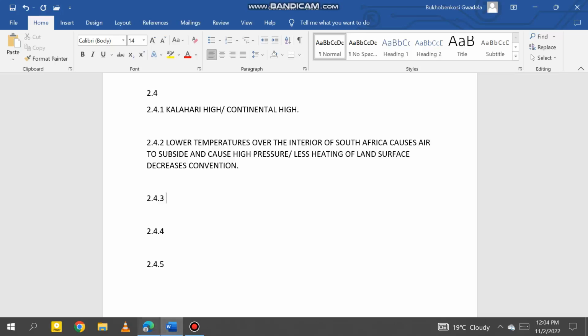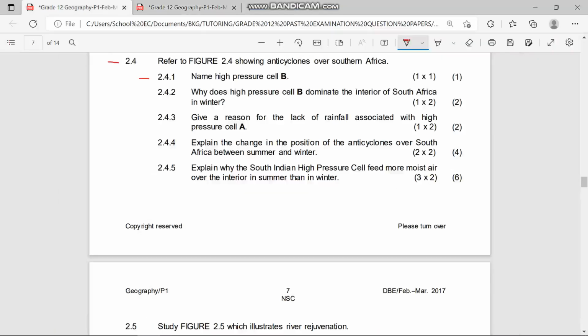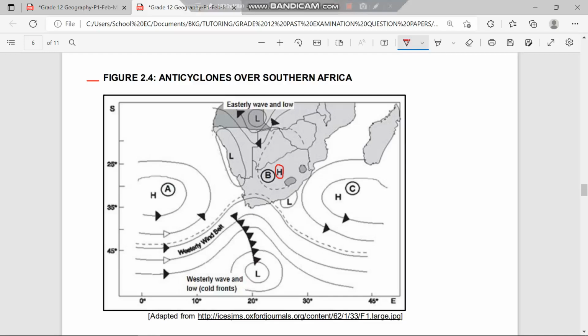2.4.3 says, give a reason for the lack of rainfall associated with the high pressure cell at A. Meaning that on this side there is less rainfall, caused by this South Atlantic high, or South Atlantic anticyclone. You know that this is a very cold ocean. There is less moisture, no moisture at all, especially in winter. This is the winter season.